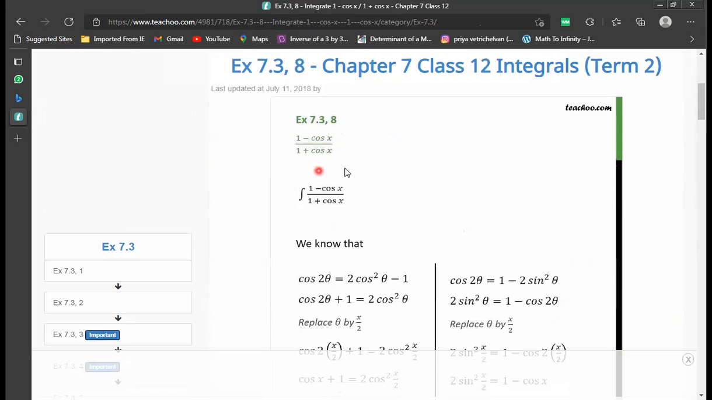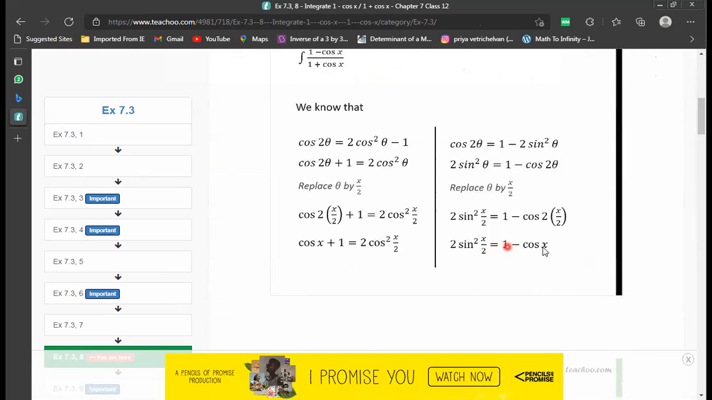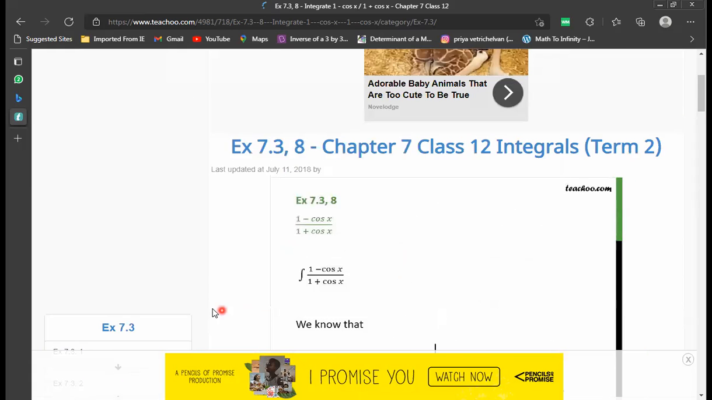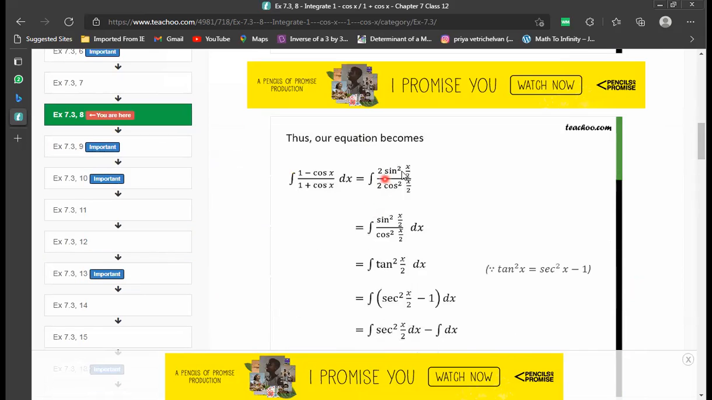1 minus cos x upon 1 plus cos x. So 1 minus cos x can be written as 2 sine square x by 2, and 1 plus cos x can be written as 2 cos square x by 2. We are just trying to simplify this. So now you substitute 2 sine square x by 2 and 2 cos square x by 2. The 2 and 2 will cancel each other. Sine square theta upon cos square theta can be written as tan square theta.